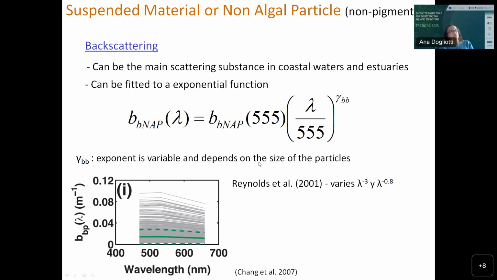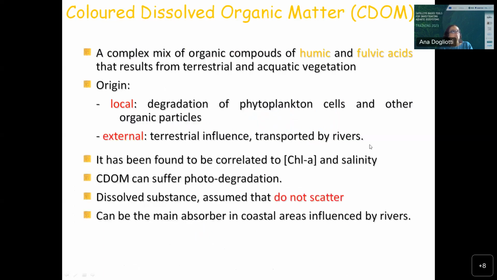In turn, backscattering can also be fitted to an exponential function, and the exponent has also shown to be variable. And actually, this depends on the size of the particles. This exponent has been shown to vary between lambda to the -3 and lambda to the -0.8. So it's quite variable, and it can be fitted using this model.